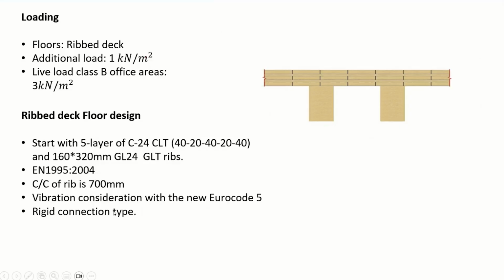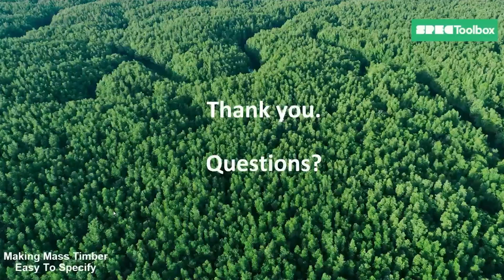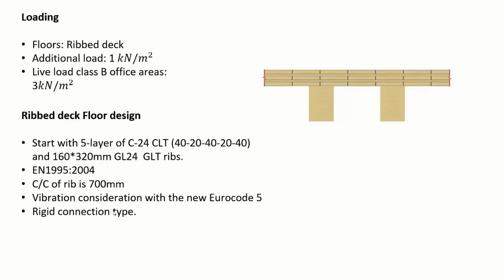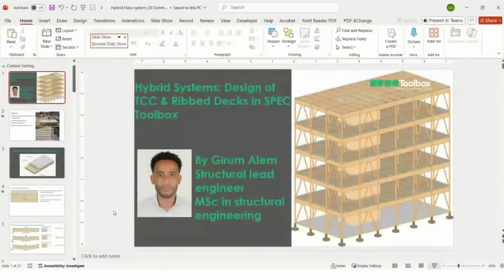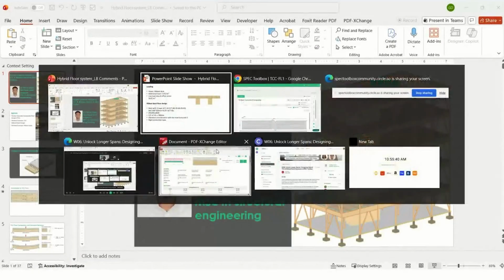And let us assume a rigid connection, meaning that let us use first the structural adhesive, and we will double check on the flexible connection type. Now let us go to the software demo part.